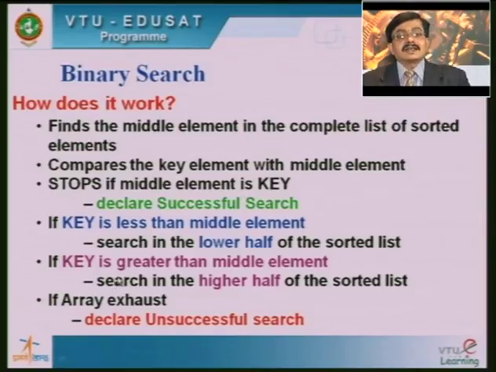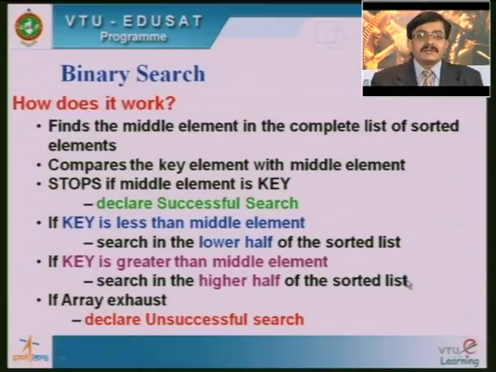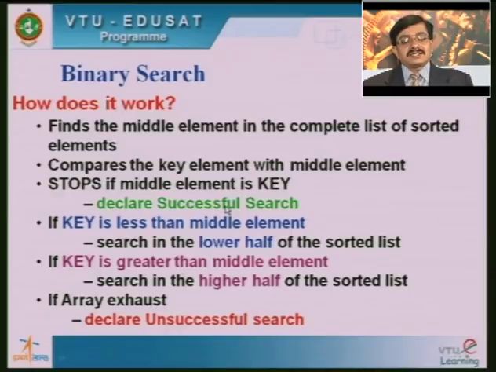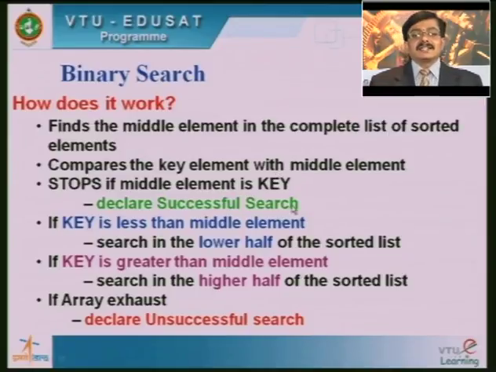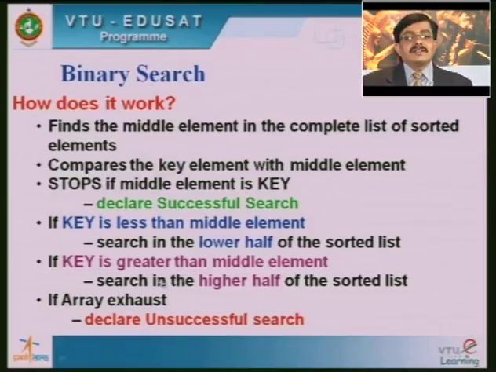Similarly, if the key is greater than the middle element, say I am searching for 75 and 75 is greater than 50, and if the key element is present, then it has to be beyond the 50 only, but it can never be lesser than 50. So search in the higher half of the sorted list whenever the key is greater than the middle element, and I will continue this process until the array gets exhausted. Once the array gets exhausted, I can conclude that it is an unsuccessful search.